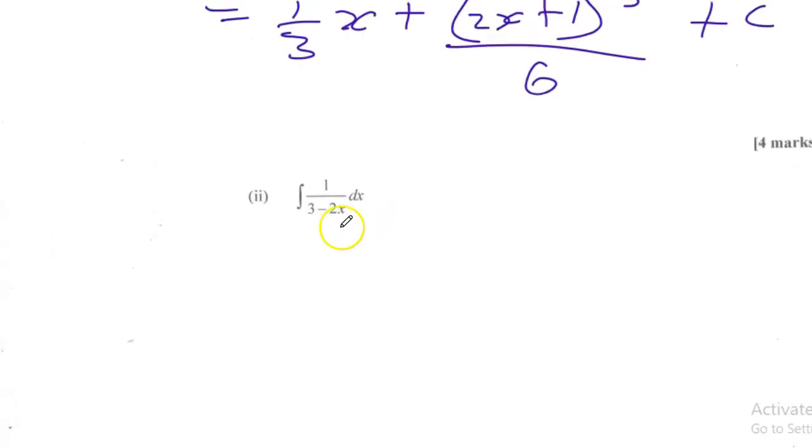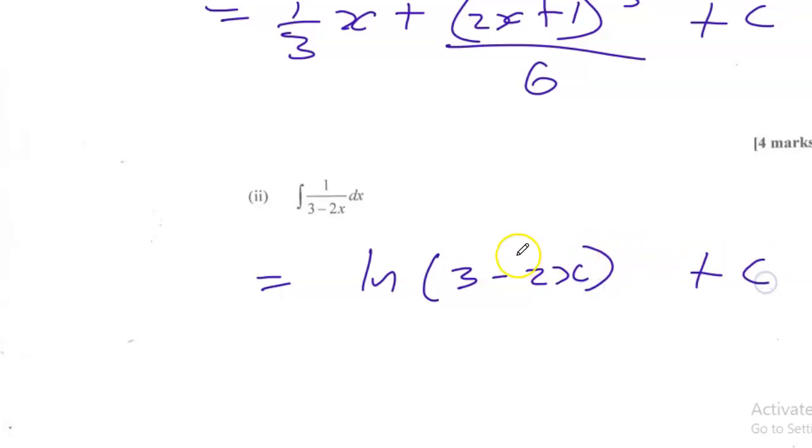Alright, next. We can use log. So this is ln of 3 minus 2x. But notice if you differentiate this, you'll end up with a minus 2 there. So the integral here just would be -1/2 ln(3 - 2x).